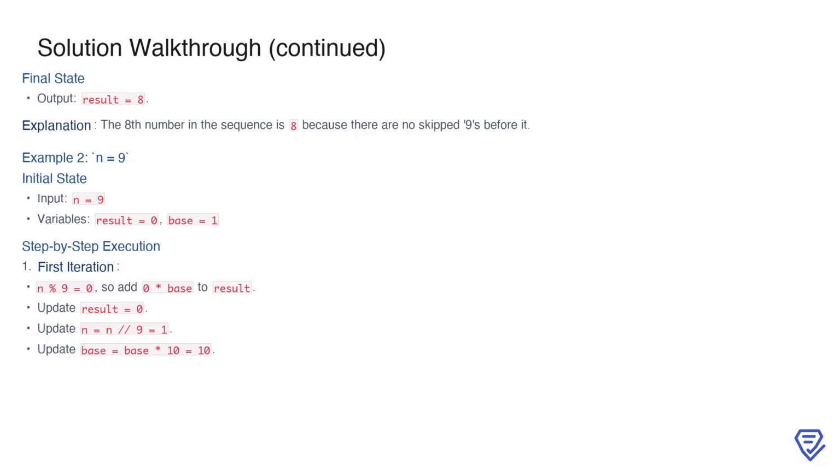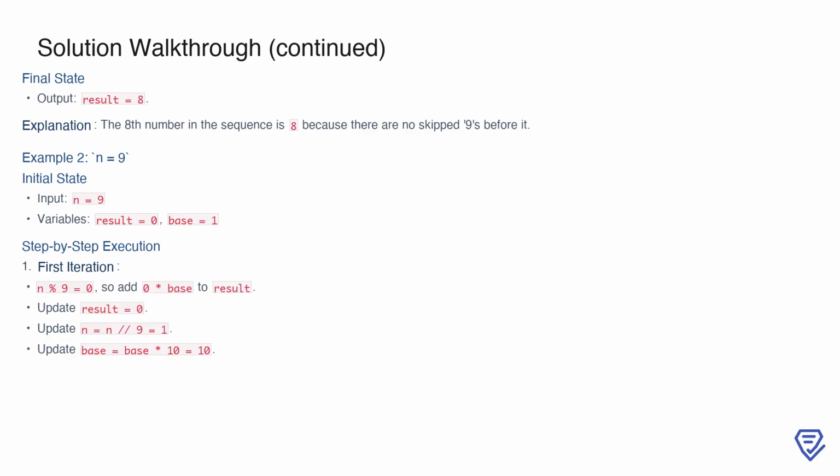We initialize our variables with result equals 0 and base equals 1. In the first iteration, we calculate n % 9, which equals 0. This tells us the last digit in the base 9 representation is 0. We add 0 * base to result, leaving result unchanged at 0. Then, we update n by performing integer division by 9, which sets n to 1. Finally, we multiply base by 10, updating it to 10.